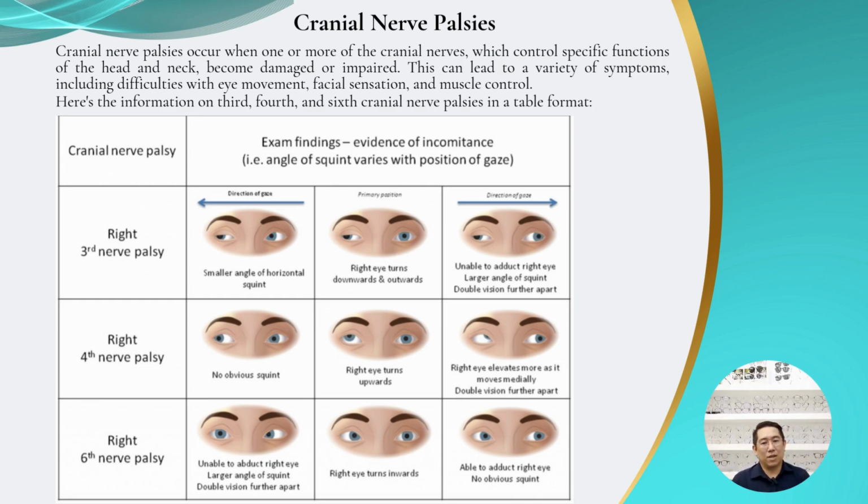The last condition I would like to address is cranial nerve palsy. This disorder occurs when one or more cranial nerves, which control specific head and neck functions, become impaired or damaged. In terms of ocular motility, cranial nerve palsy can lead to significant issues with eye movement, facial sensation, and muscle control, impacting both vision and facial motor functions. Cranial nerve palsy can be caused by a variety of underlying factors such as trauma, stroke, or certain infections.